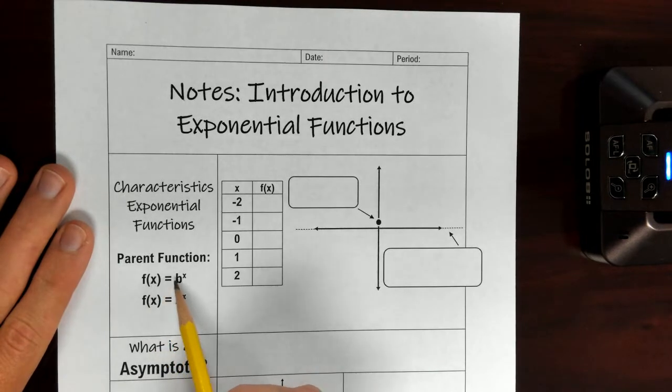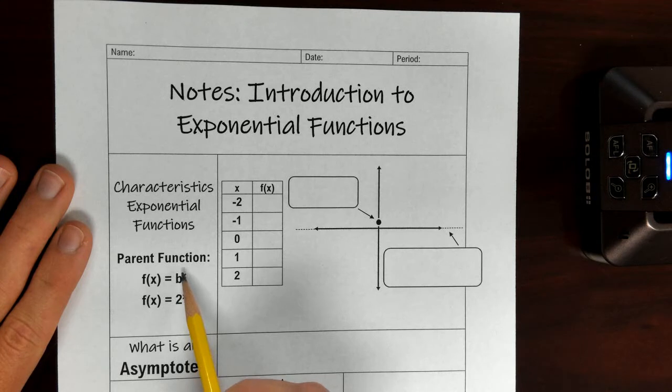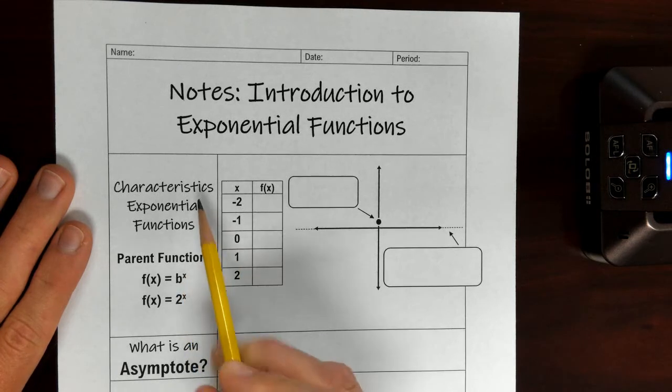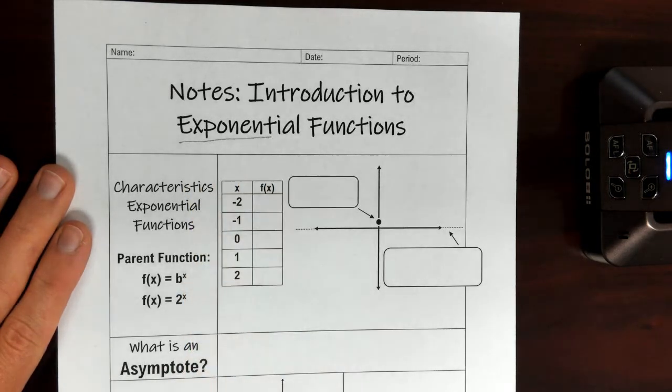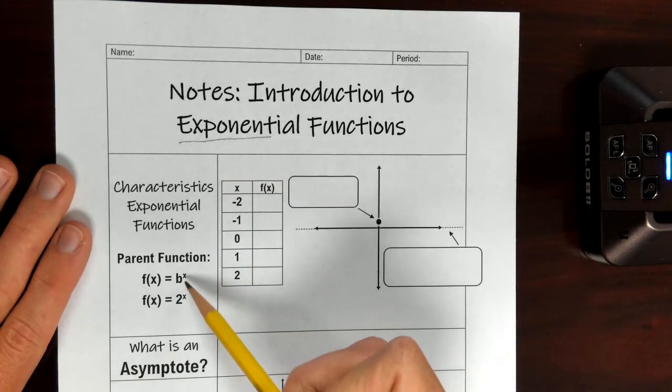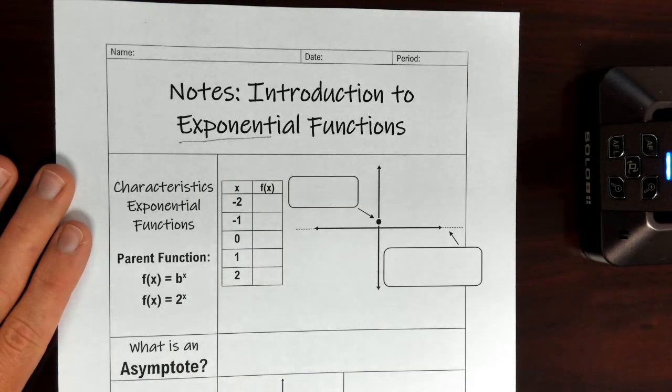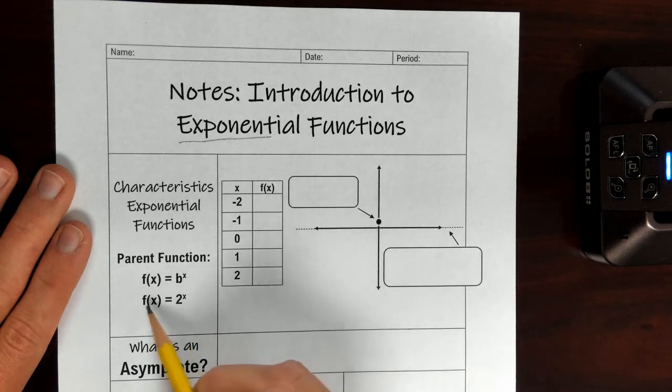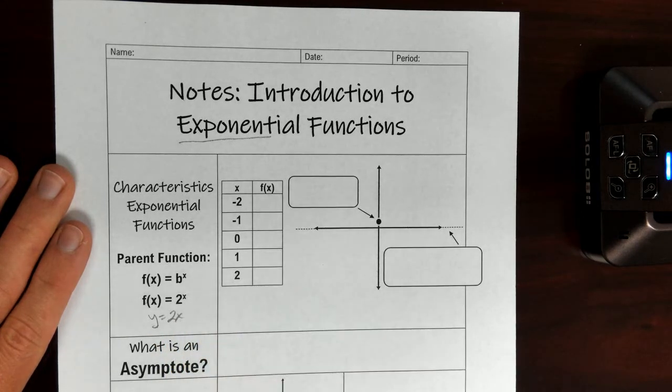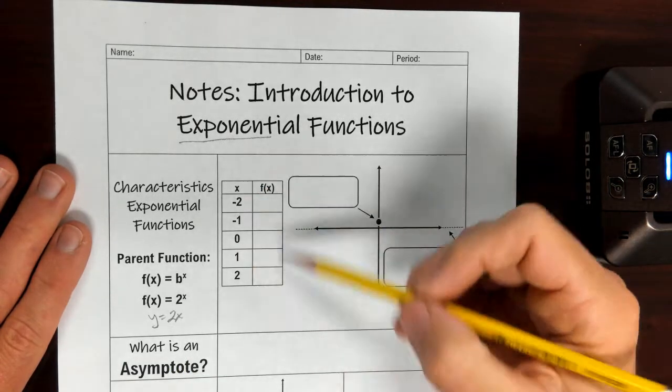f of x equals b, the base, raised to the x power. So you can see that we have an exponent here, which is why we call it exponential functions. In this case we have an x in the exponent. Our first function is f of x, or I could say y equals 2^x. That's our base function. Alright, from there, let's get our table of values.